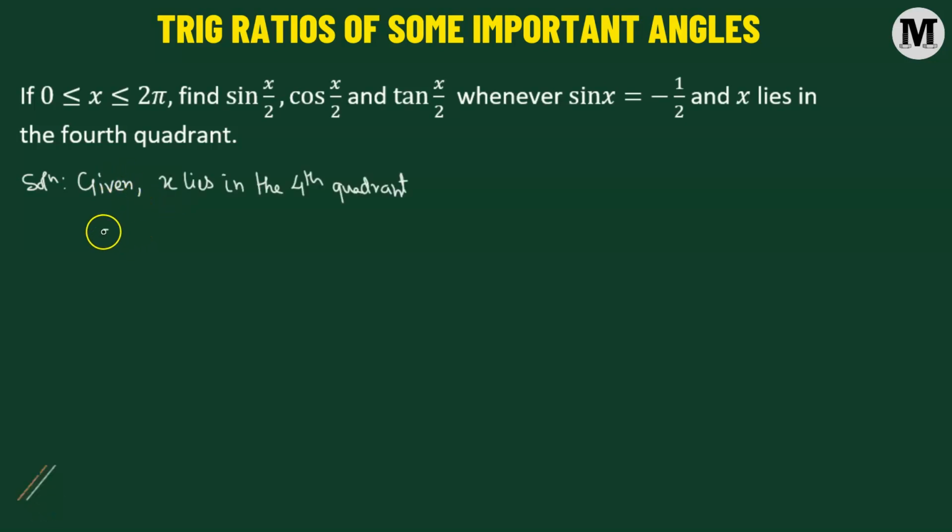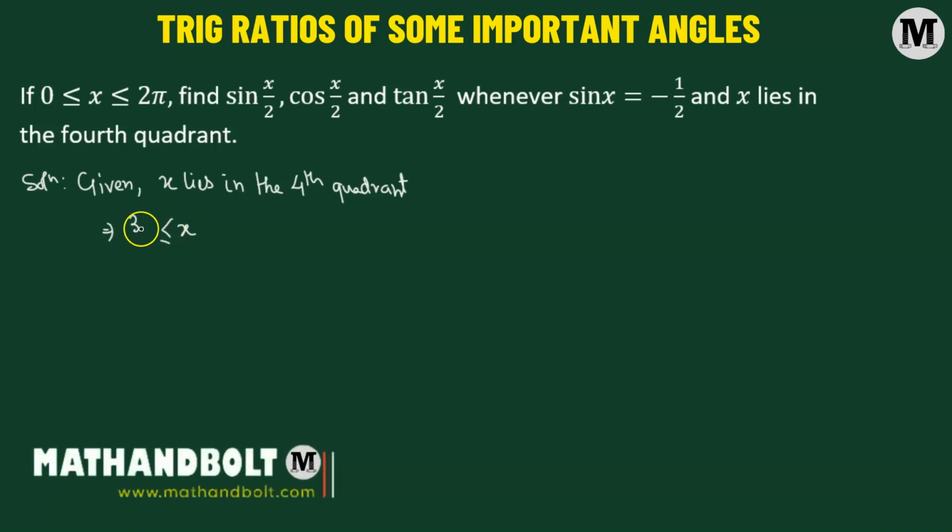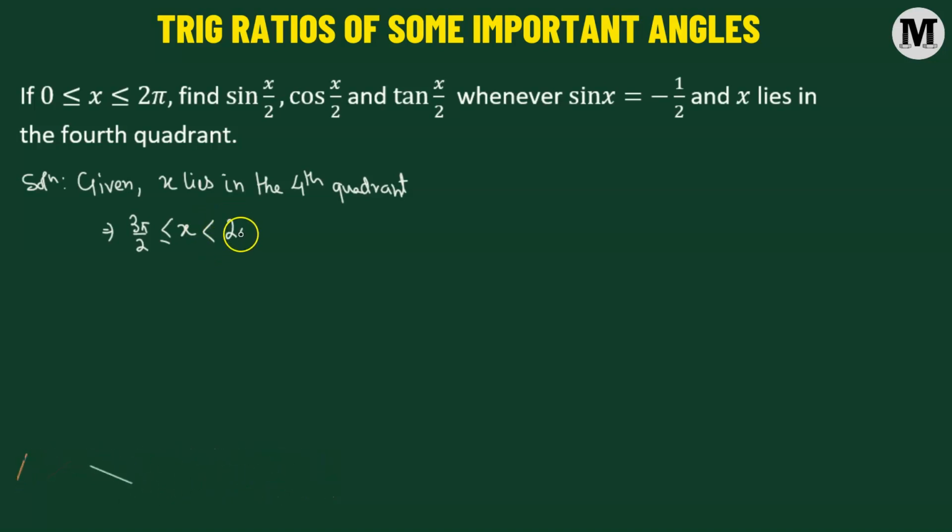This means that our value of x is greater than or equal to 3 pi over 2 and less than 2 pi. Now we'll divide throughout by 2. So 3 pi over 2 divided by 2 gives us 3 pi over 4 radians, less than or equal to x over 2, which is less than 2 pi over 2, so that's pi.